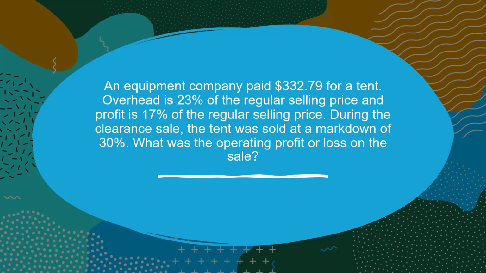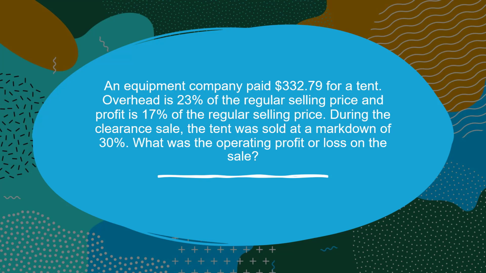Today we're going to work on a problem on Markdown. So imagine an equipment company paid $332.79 for a tent. Overhead is 23% of the regular selling price and profit is 17% of the regular selling price. During the clearance sale, the tent was sold at a markdown of 30%. What was the operating profit or loss on the sale?